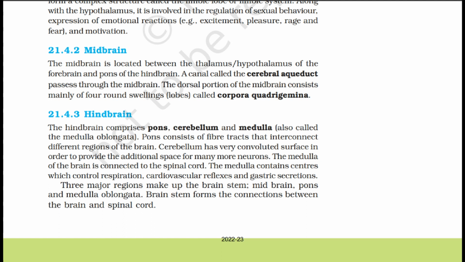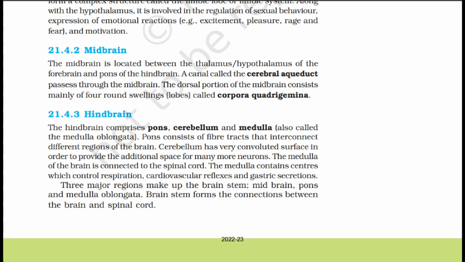Hindbrain. The hindbrain comprises pons, cerebellum and medulla, also called the medulla oblongata. Pons consists of fiber tracts that interconnect different regions of the brain. Cerebellum has a very convoluted surface in order to provide additional space for many more neurons. The medulla of the brain is connected to the spinal cord. The medulla contains centers which control respiration, cardiovascular reflexes, and gastric secretions.